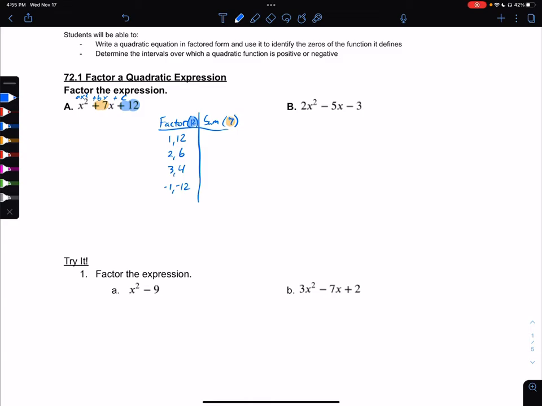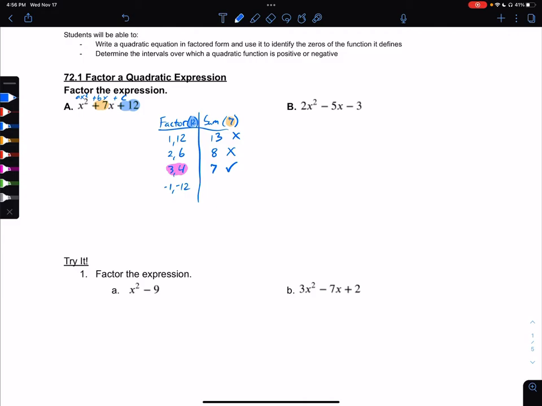So the next thing we want to do is add up these factors. 1 plus 12 is a sum of 13. Well, we're looking for a sum of 7, so that doesn't work. 2 plus 6 is a sum of 8. That also does not work. And 3 plus 4 adds up to 7. That works. That's what we're looking for. So these two numbers, 3 and 4, are going to be our factors.